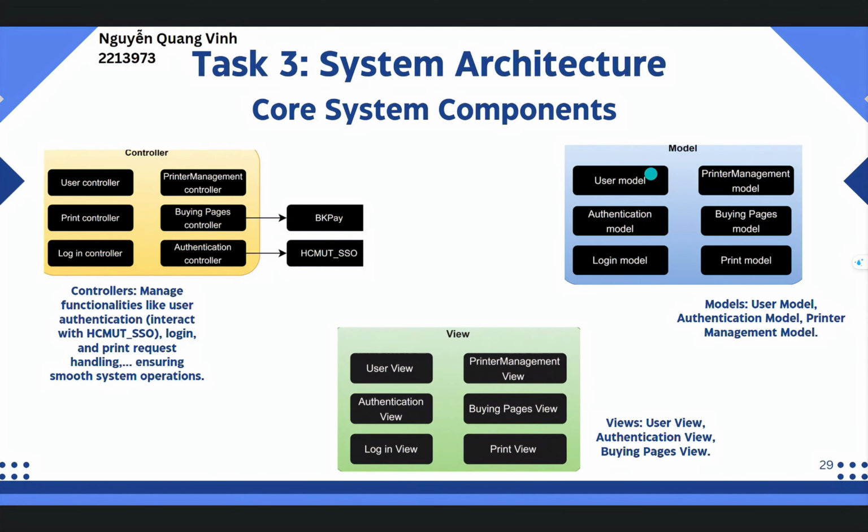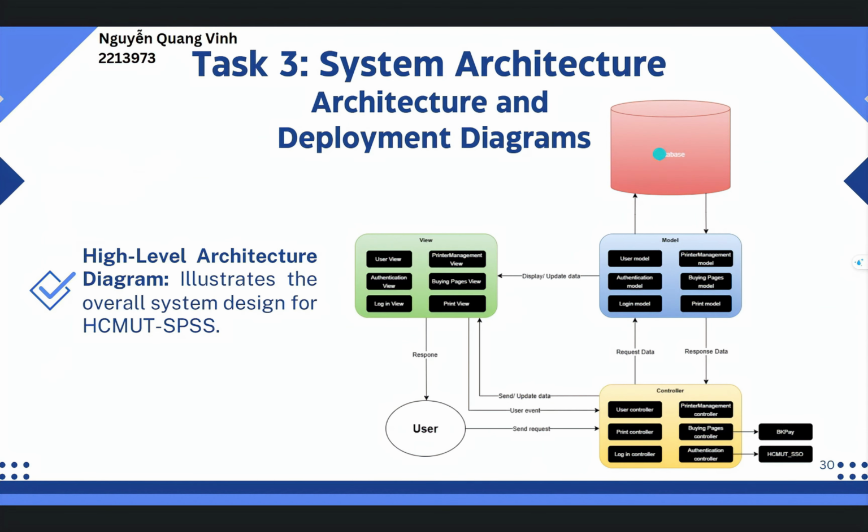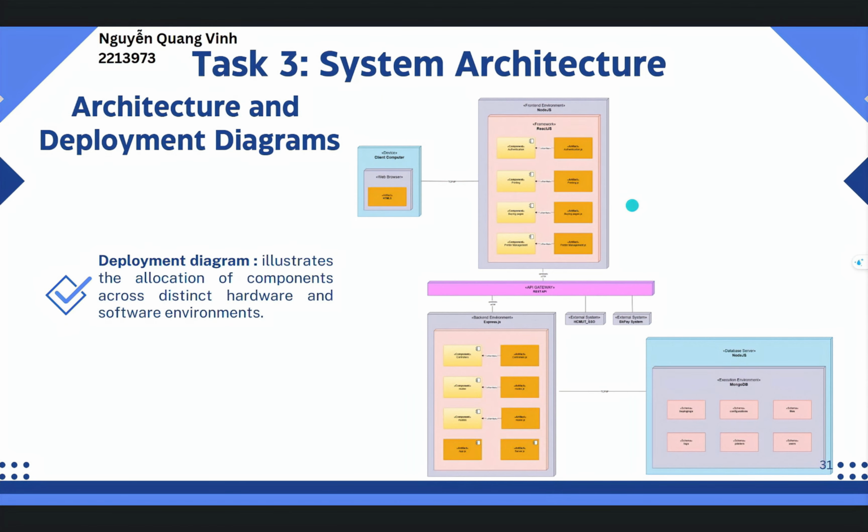And this is the core system components of MVC architecture. This is the picture about the architecture diagram and the deployment diagrams. As you can see, it contains information about each component and how it interacts with each other.